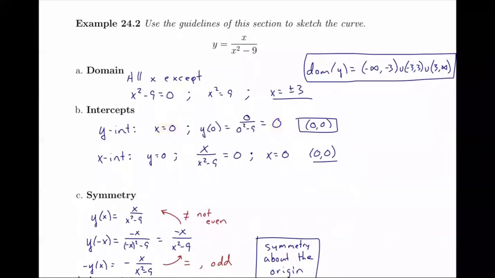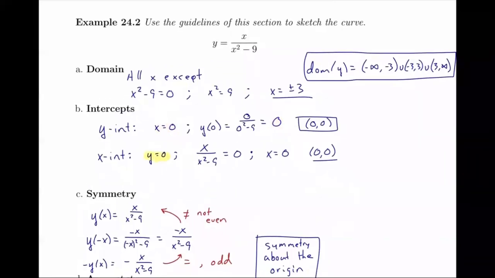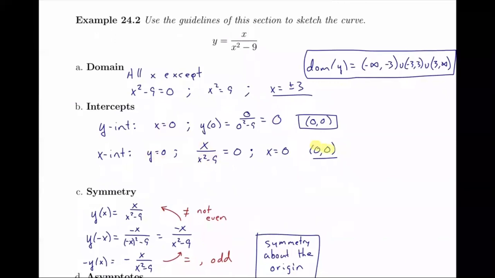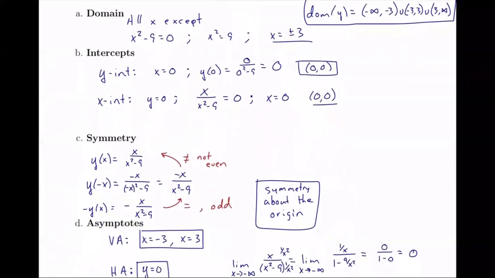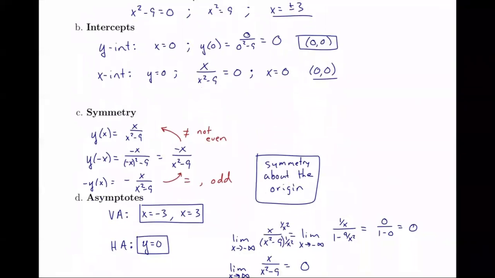The x-intercept is when y is 0. So that's when the function itself is equal to 0. When we solve for this, this amounts to x being 0. Remember, we multiply both sides by x squared minus 9. We have x equals 0 is what remains. And of course, we see that the origin in both cases provides our intercepts. So this curve passes through the origin. We could have seen that pretty quickly by plugging in 0 for x up here and noting we get 0 out. Symmetry. Is this function symmetric?